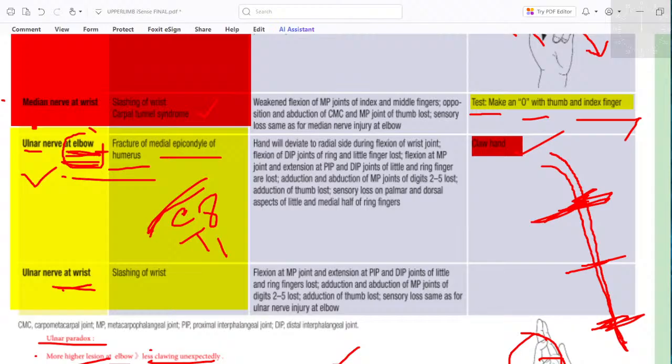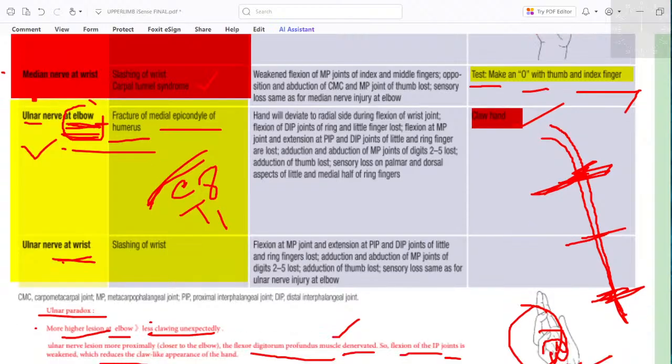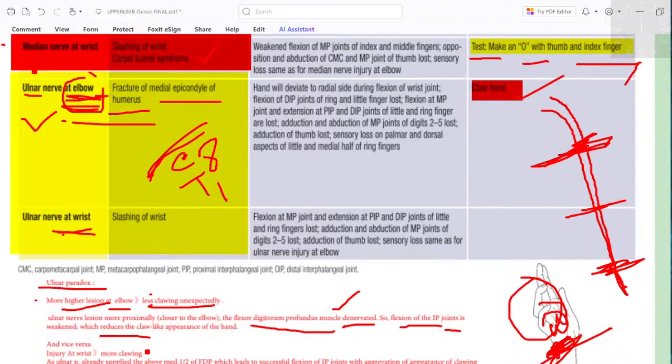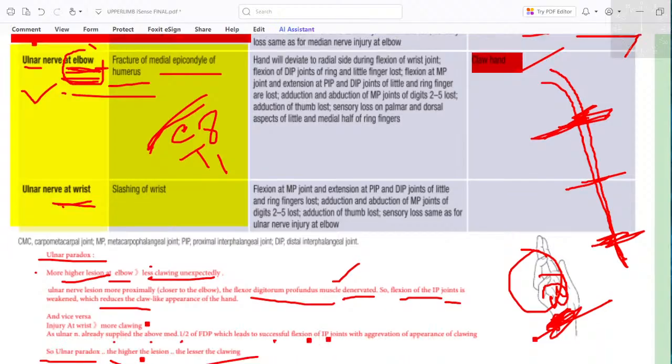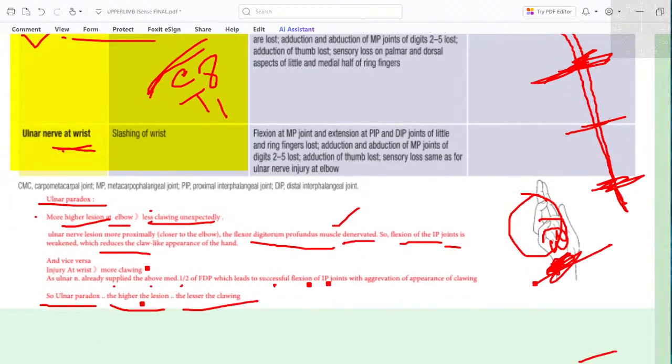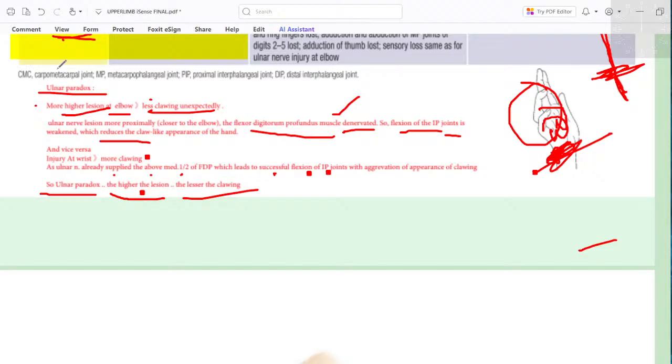Ulnar nerve, if it is damaged at the elbow, at the medial epicondyle, then it will be claw hand. The hand will deviate, with flexion of the fingers, claw hand. And the ulnar nerve at the wrist, if it is damaged, for example by slashing of the wrist. Okay, I thought it's the complete claw or the partial claw.